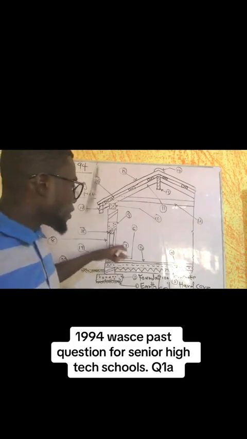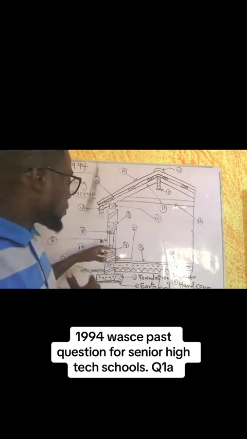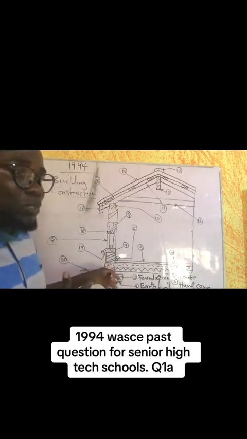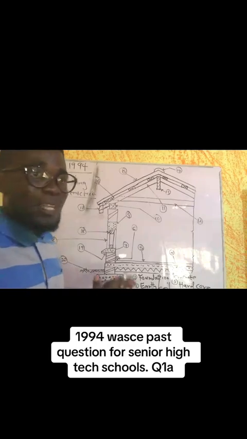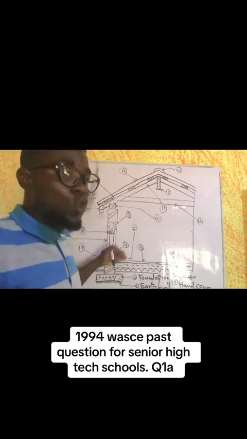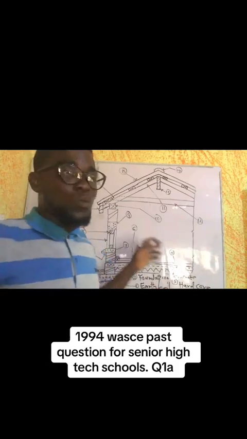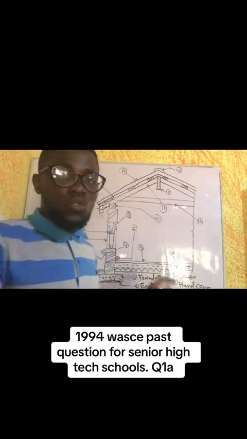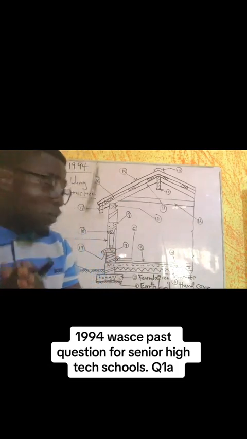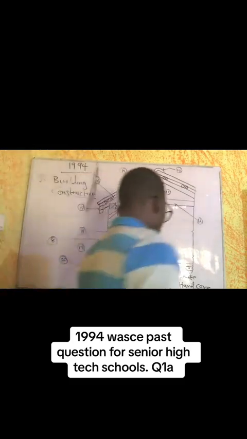But this is a past question. That is why we didn't add some features, because sometimes we bring in the damp-proof, that is the DPM or the DPC, so that it reduces the moisture content. But with this question, we are not talking about that. I think you're okay now. All right, so this is the oversight concrete.